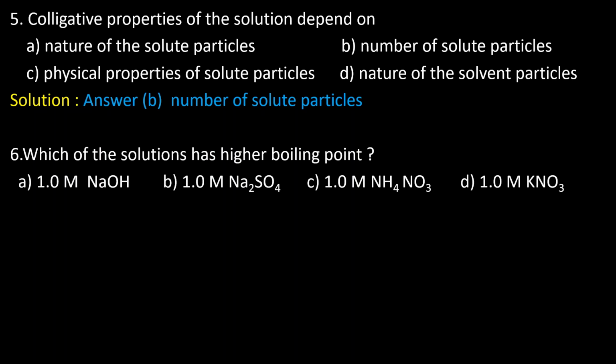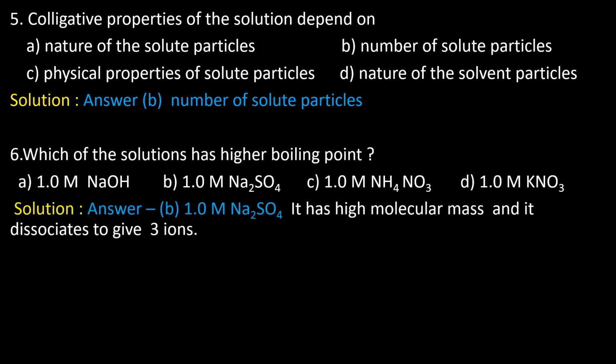Therefore, here the second option, Na2SO4, is the one which produces the greater number of ions or particles, so that solution will have the higher boiling point. So the correct answer is option B, that is 1m Na2SO4. It has high molecular mass and it dissociates to give three ions.